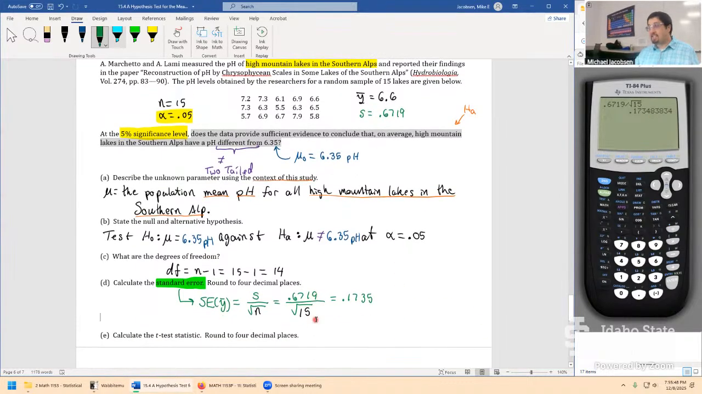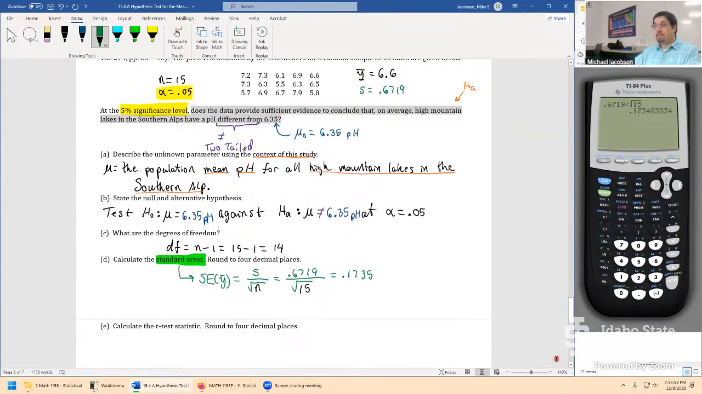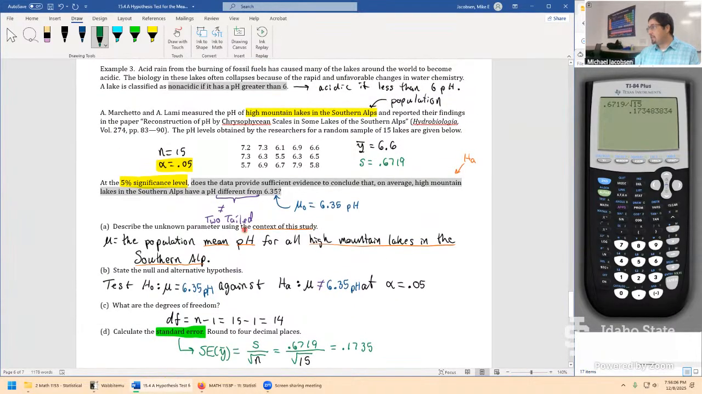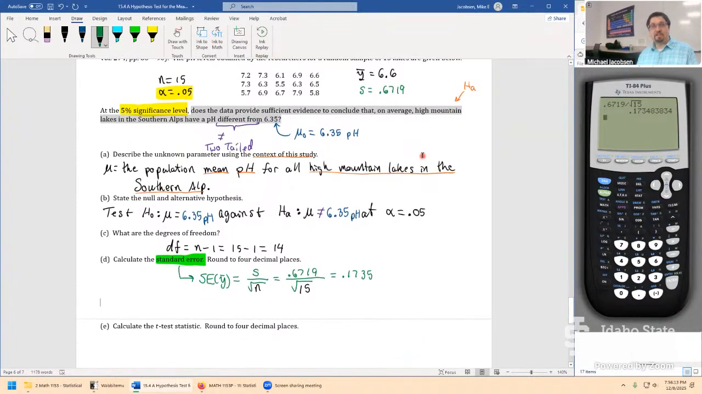Well, the next thing is the test statistic. Here's where we see how far our data, in terms of the sample mean y bar, is from the hypothesized value, the 6.35 pH. We're above, on the non-acidic side, it looks like. That's kind of interesting. Acidic is if it's less than a pH of 6. But these are high mountain lakes. Maybe they're just not as affected by acid rain. These are definitely not even on the acidic side at all, 6.6.